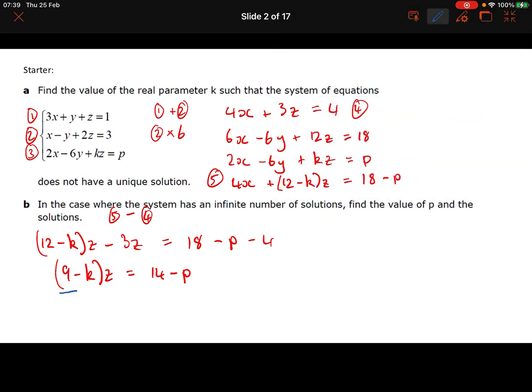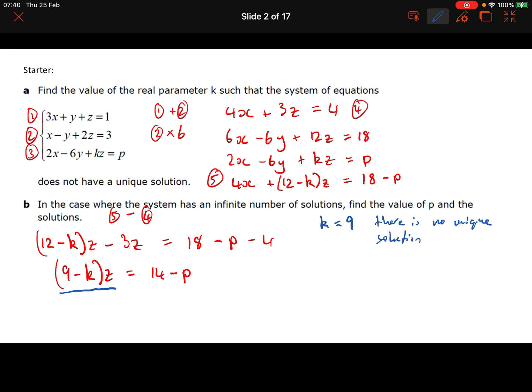If the left-hand side here is 0z, and 0z is equal to something, positive or negative, then I'm not ending up with a real solution. So if k equals 9, there is no unique solution. There is no unique solution.